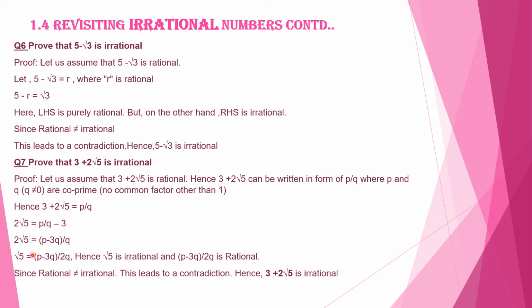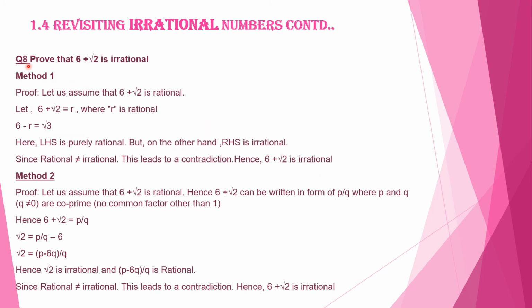So if you see here again, the left hand side is root 5, which we already know is an irrational number, and the right hand side number is a rational number. So again, rational is not equal to irrational. The assumption that we have made is contradicting, and we can say that 3 plus 2 root 5 is an irrational number. So now we will move to the last slide of the session.